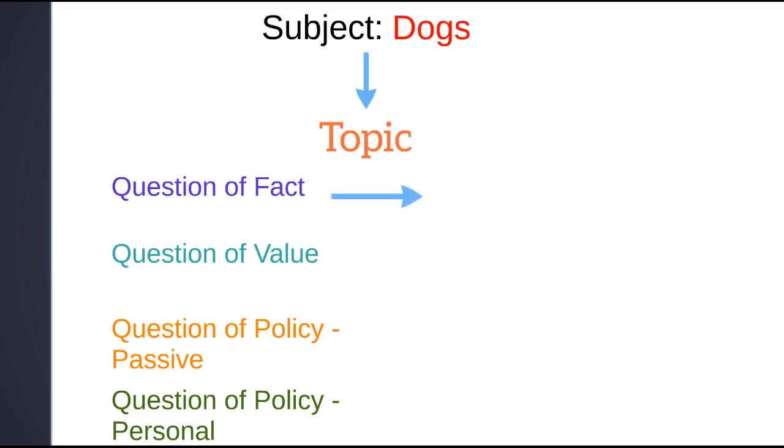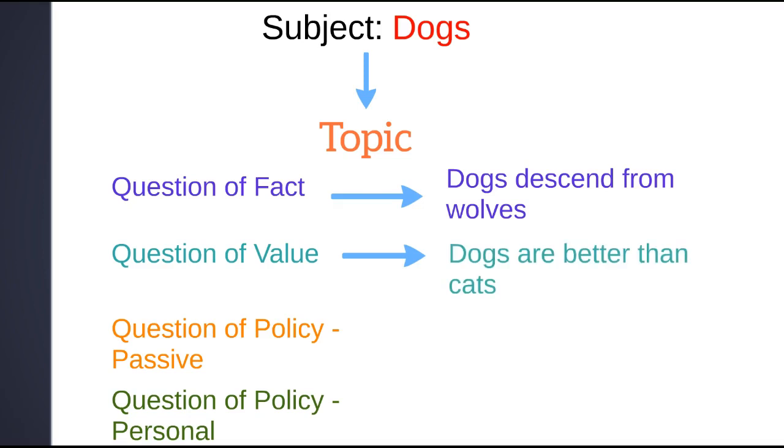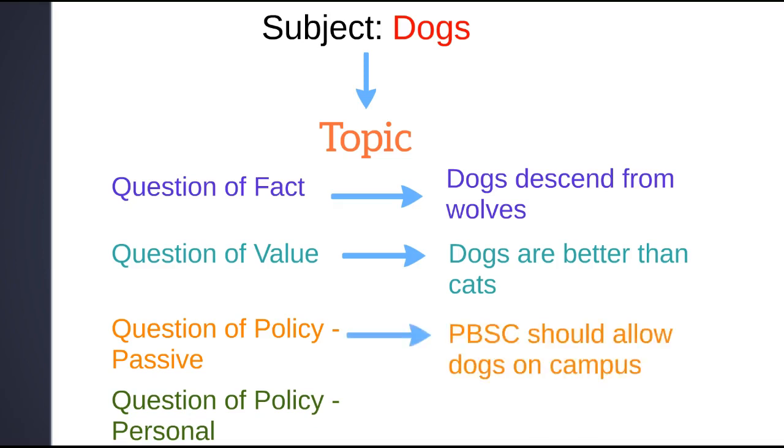So if I did question of fact, I could do dogs descend from wolves. I'm just getting the audience to really change their belief on this, believe this statement. Question of value, I'm going to get them to change their attitude on dogs, so dogs are better than cats. Question of policy, passive, I want an institution to make a change, so I could say Palm Beach State should allow dogs on campus. And question of policy, personal, is me asking the audience to do something behaviorally, so I could say everyone should adopt a dog.